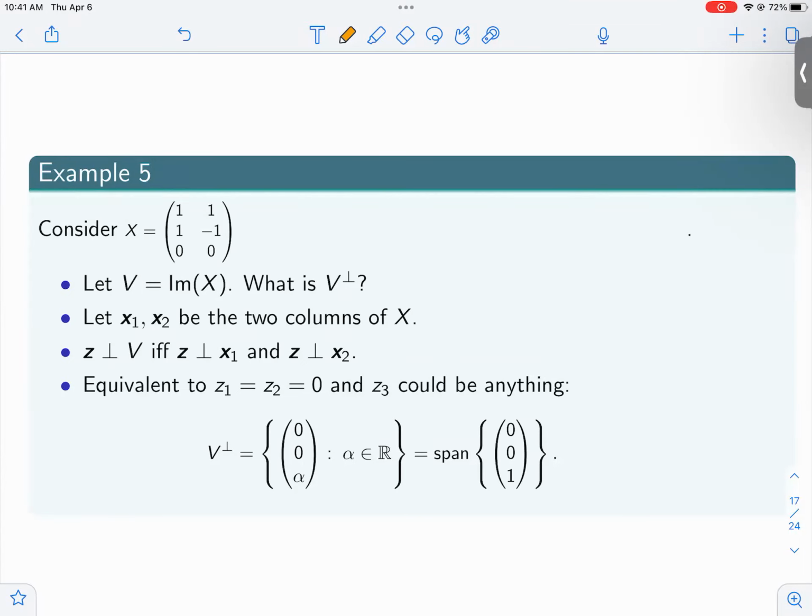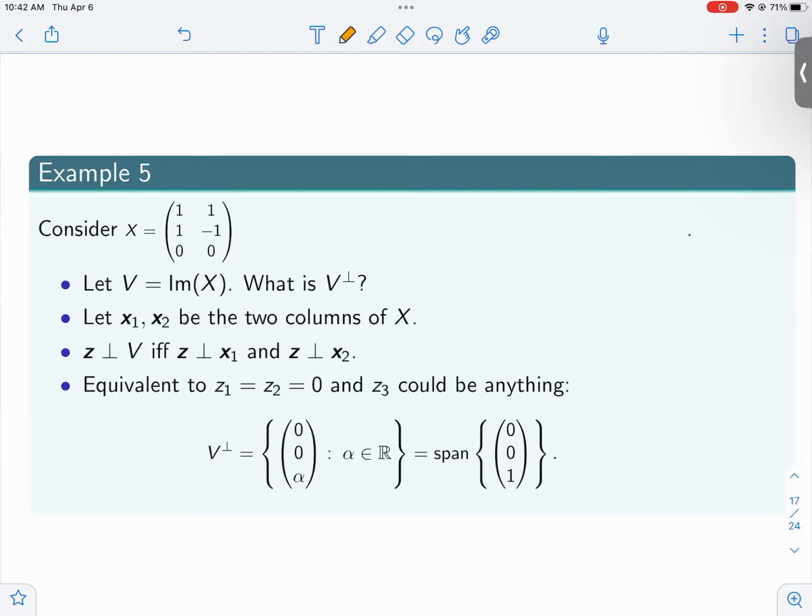So this X, for example, the image is going to be the XY plane, if you think about it, it's the image of X. And then when you try to figure out the orthogonal complement, you can write down formally what the orthogonal complement is. You pick a general vector, Z is going to be orthogonal to V if and only if Z is orthogonal to the image, to every vector in the image.